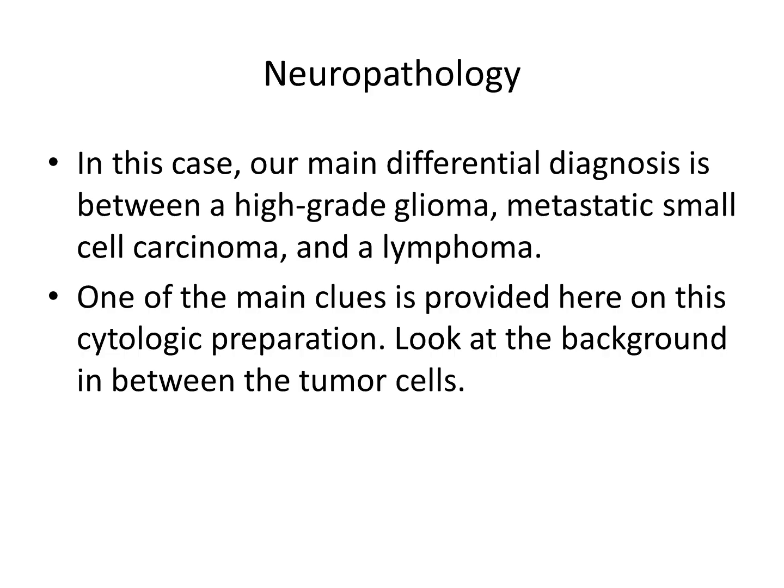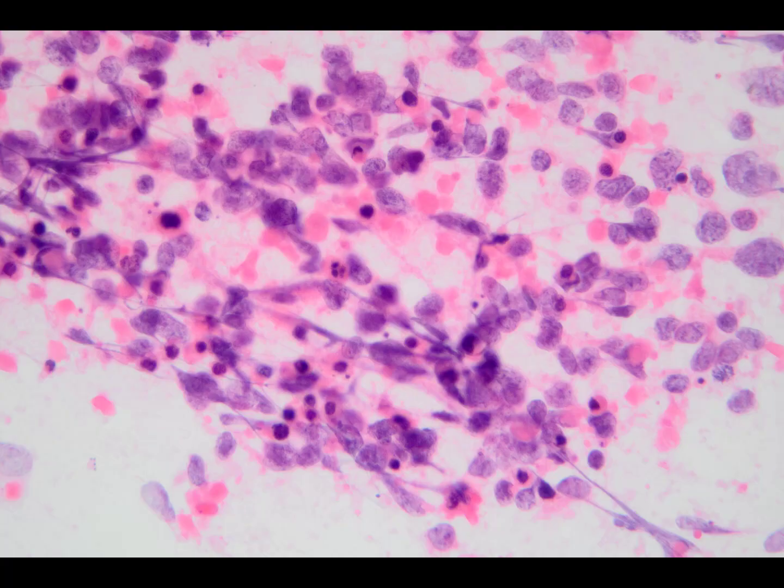In this case, our main differential diagnosis is between a high-grade glioma, metastatic small cell carcinoma, and a lymphoma. One of the main clues is provided here on this cytologic preparation. Look at the background in between the tumor cells. Gliomas will have thin threads of cytoplasm that will impart a fibrillar background. This feature is lacking in this case. Lymphomas will have a dirty background with abundant blebs of cytoplasm, which are referred to as lymphoglandular bodies. This feature is also lacking.